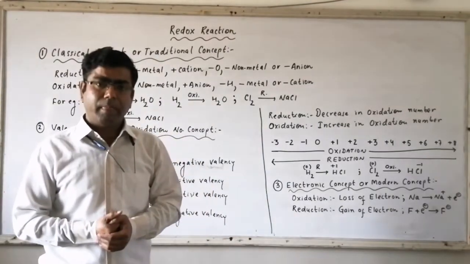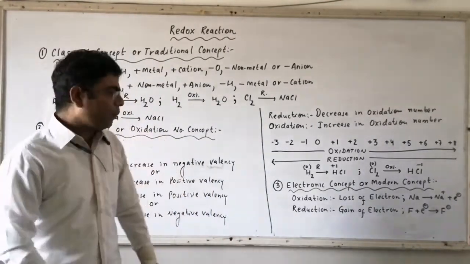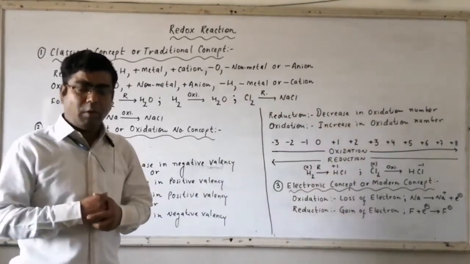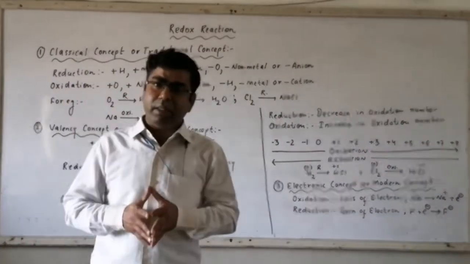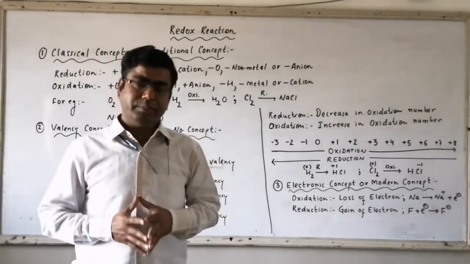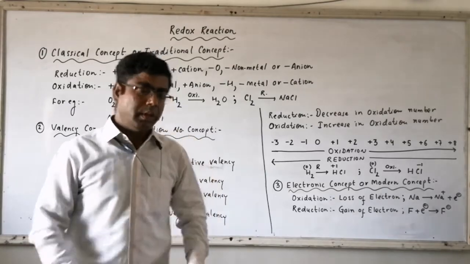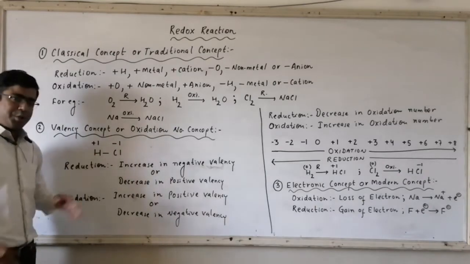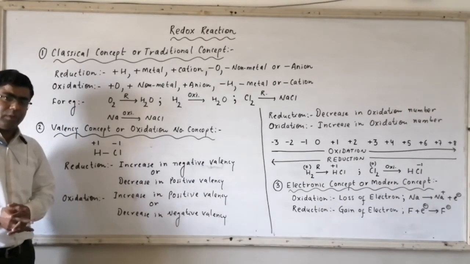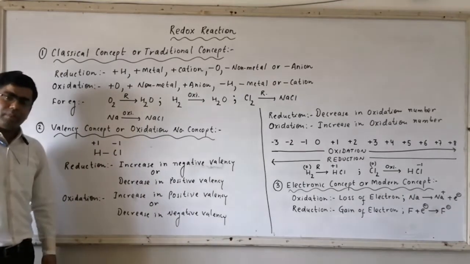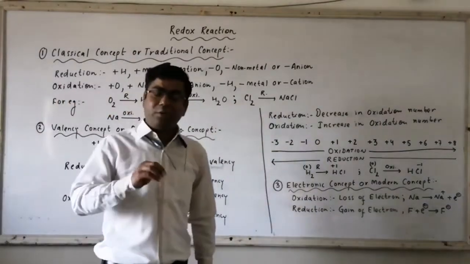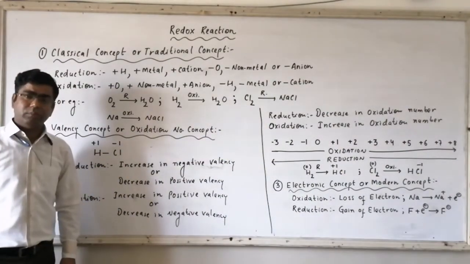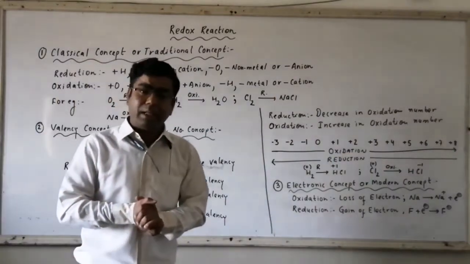Then comes the second concept, which is called valency concept or oxidation number concept. Remember, what is valency? The combining capacity of an atom or an element is called valency. Here, if we talk about HCl, then H is combined with one atom of Cl, or Cl is combined with one atom of hydrogen. So valency of both the atoms, that is hydrogen and chlorine, is 1 here. Valency of H is 1, valency of Cl is 1.